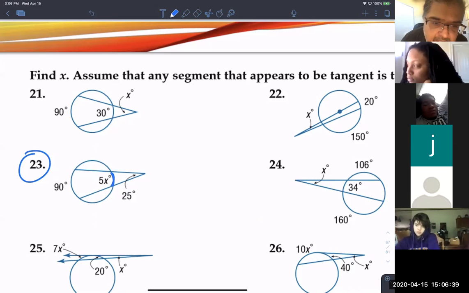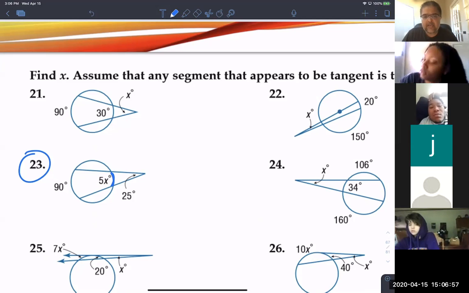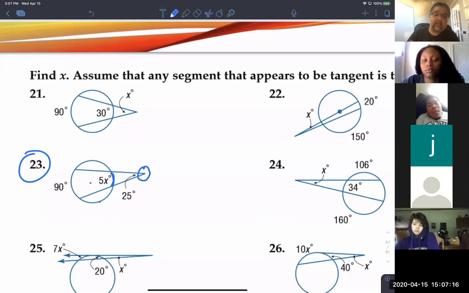So is this an inside, outside, or side angle? Am I dealing with an inside angle, outside angle, or a side angle? I'm not sure. This angle right here, is it on the inside of the circle? Is it on the side? Outside. It's outside. So the outside means that it's going to be the difference of the two arcs.